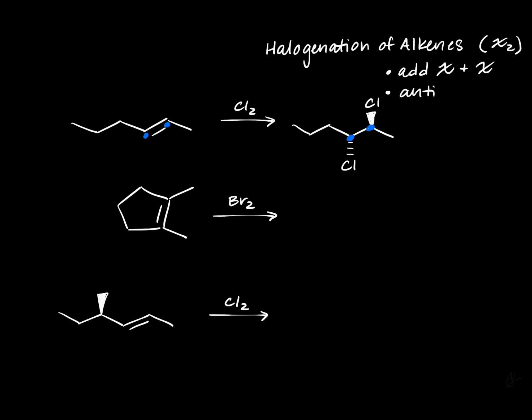Reaction done. Actually, I should say I randomly chose this chlorine to be on a dash and this chlorine to be on a wedge, but I could have chosen the opposite. So in this case, we could also get its enantiomer. Again, you can draw this out or you can put plus EM.